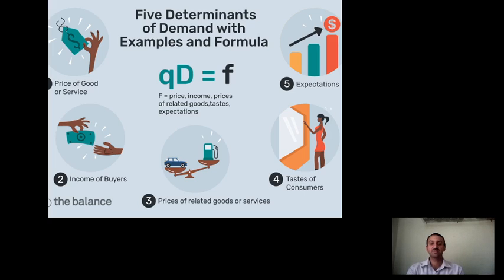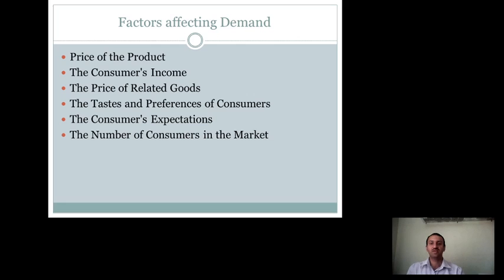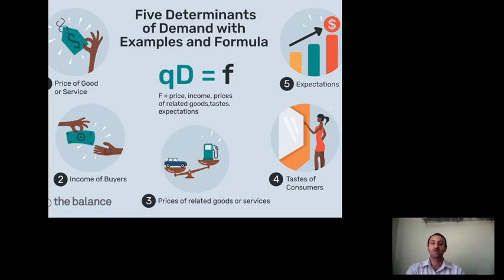In the previous class we have seen the various factors affecting demand, how demand will be changing by the changes of these factors, that is price of the product, income of the consumer, price of related goods, taste and preferences of the customer or consumer, then consumers' expectations and number of consumers in the market. So all these factors play an important role in determining the demand.